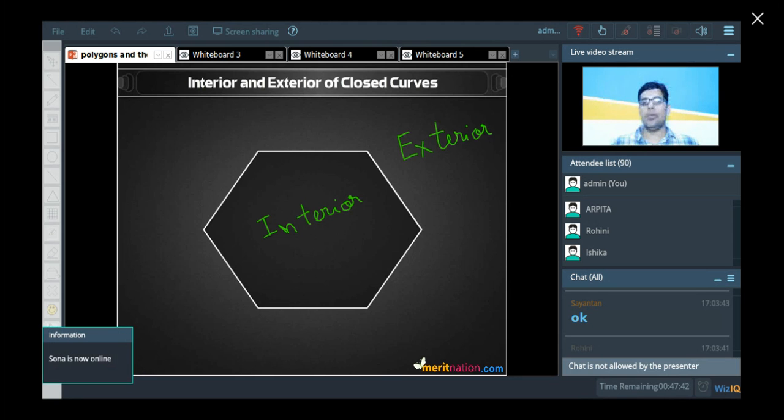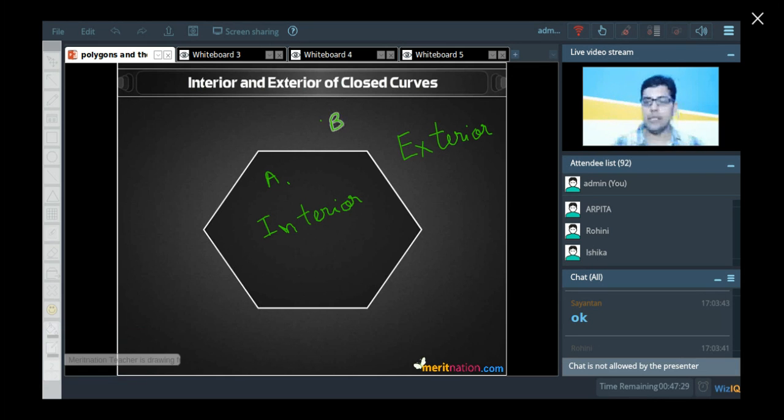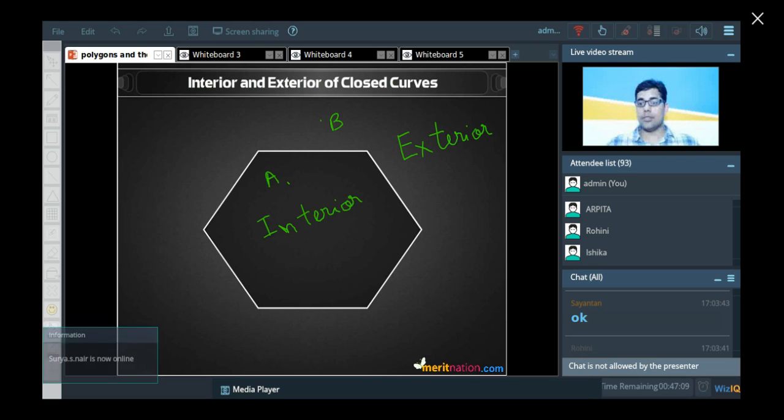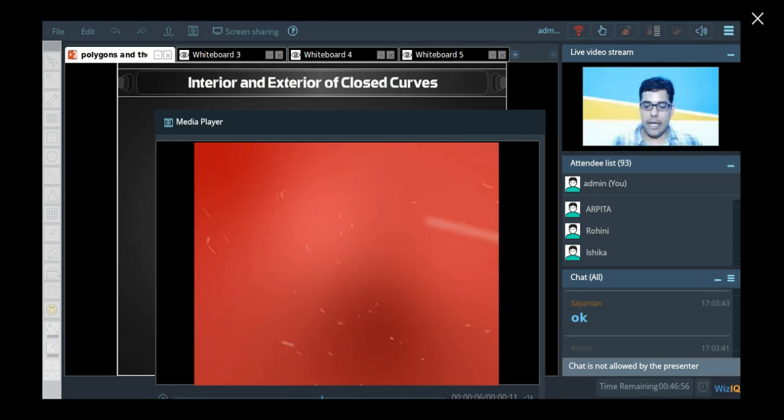Let us take here 2 points. Let's say it is A. The point A is inside this polygon, and then the point B is at the exterior of this polygon. So A is in the interior of the polygon, B is in the exterior of this polygon. This is the concept of interior and exterior of closed curves. Now the question could be asked by you, what about the point at the boundary? Let's say the point C at the boundary. The point C is neither in the interior nor at the exterior.